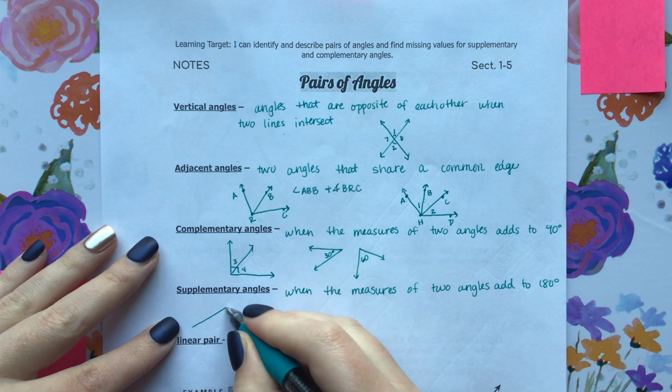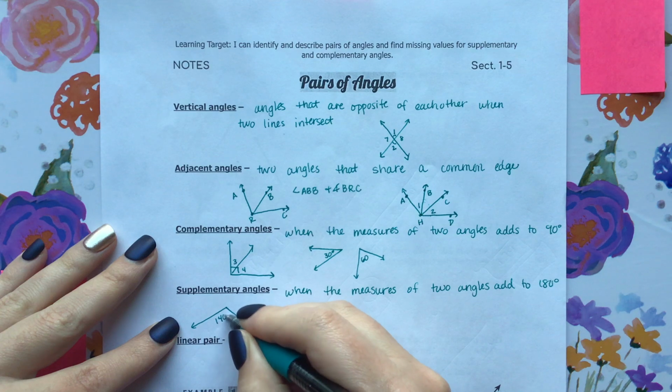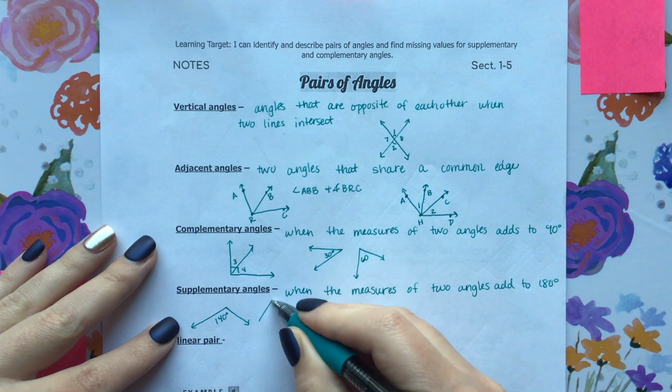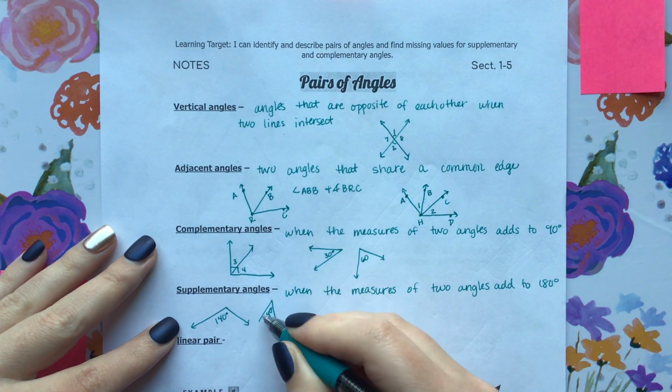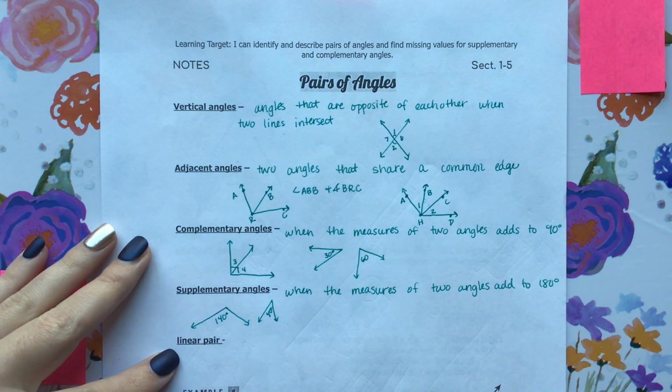Once again, they might be touching or they might not be touching. So let's say this one was 140 degrees and this one is 40 degrees. So we have 140 plus 40 getting us 180.